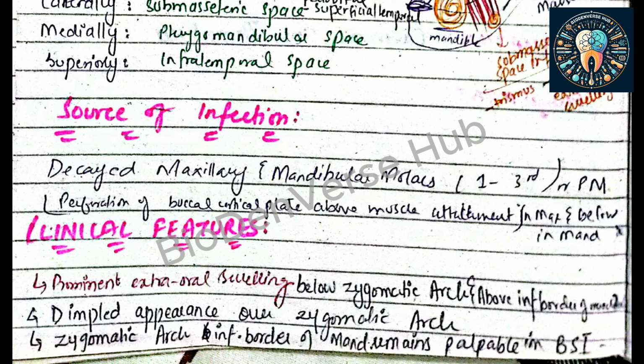Source of infection: from where basically the infection originated and spread to involve the buccal space. So we can have any decayed maxillary or mandibular first, second or third molars or premolars, but an important point to be noted in the case of premolars is that if the root of the premolar goes beyond the attachment of the muscle, in that case it can involve the buccal space. So, perforation of the buccal cortical plate above the muscle attachment in the maxilla and below it in the mandible. Again, another important point to be noted here.